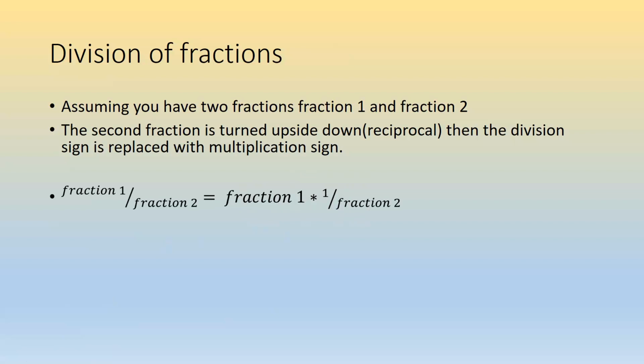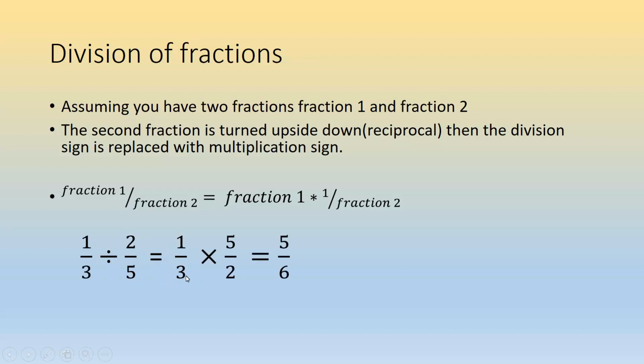If it's a whole number, that means the whole number will be divided. It will be 1 over the whole number. But if it's a fraction, you turn the fraction upside down. The denominator comes up and the numerator goes down. Okay, so this is an example here. We have 1 over 3 divided by 2 over 5.